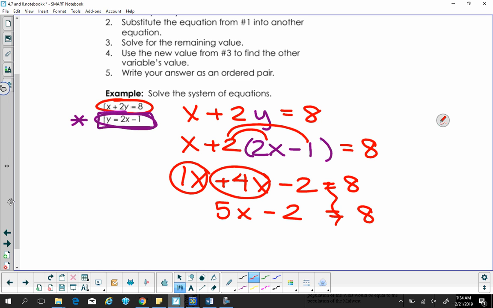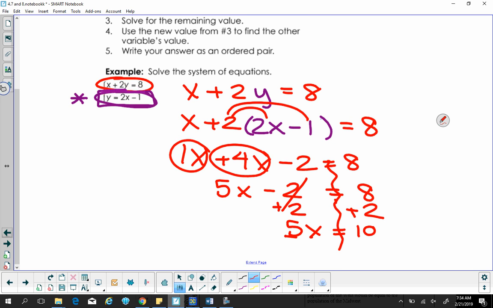Now we can see it looks like a two-step equation. How do I get the constant on the other side? What do I have to do? Add 2. And you end up getting 5x equals 10. What's the last thing we do? Divide by 5. We end up getting x equals 2.